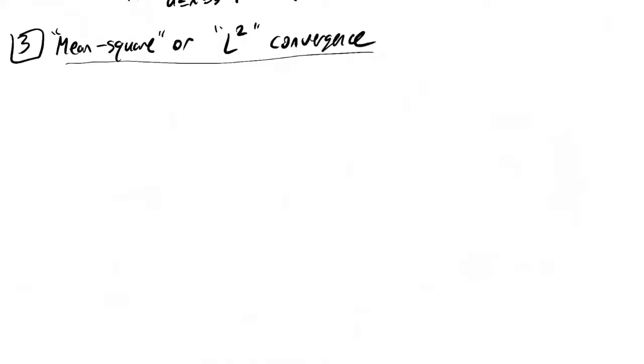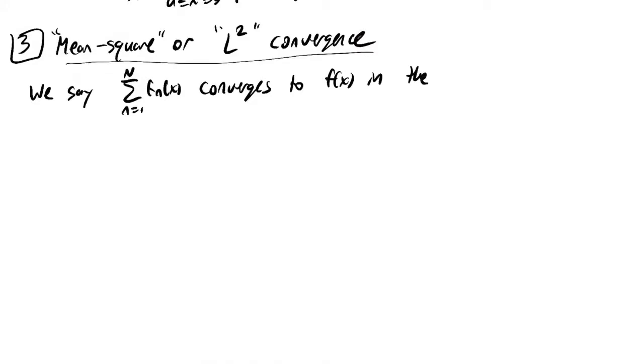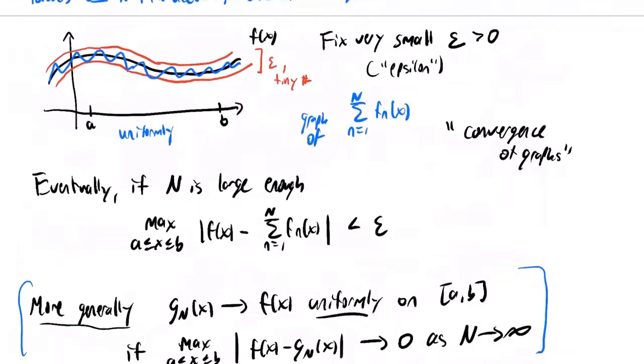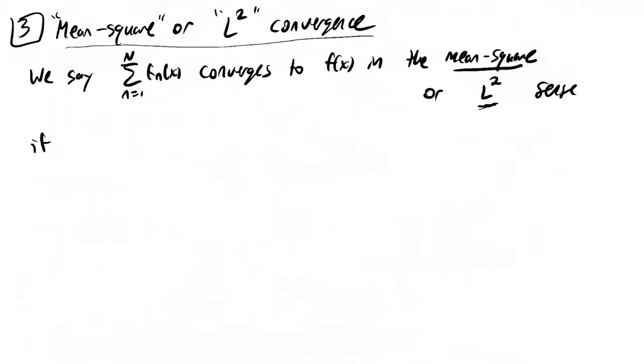Right, and so we say that the sum of functions, n equals 1 to capital N of f_n of x, converges to f of x in the mean square or L2 sense, right? So this is capital L to the power 2. If, well, instead of looking at the difference pointwise between the function and the sequence, here we're still going to look at the difference, say f of x minus the sum from n equals 1 to N of f_n of x. But we're going to square it and we're going to integrate it over a domain. Right, so we'll say we integrate between a and b.